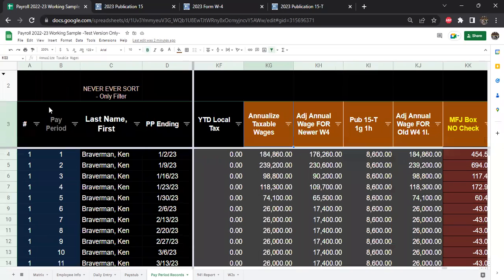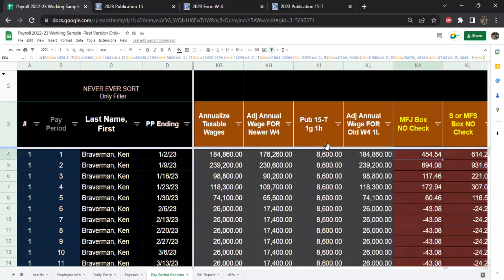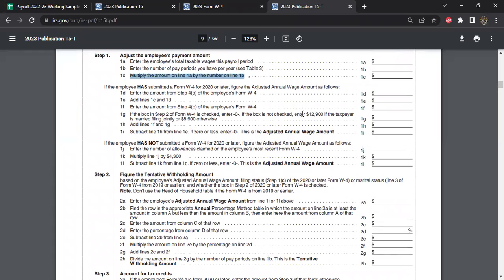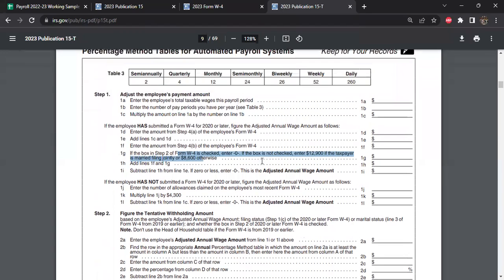What's going on is you're annualizing the wages for the employee first. Then you have to have an adjusted annual depending on which W-4 they filled out. That's what this formula does for the newer W-4, which is for 2020 or later. Then you've got standard deduction amounts, which, by the way, did not change. They are $4,300, $8,600, and $12,900. That's the only thing that didn't go up.